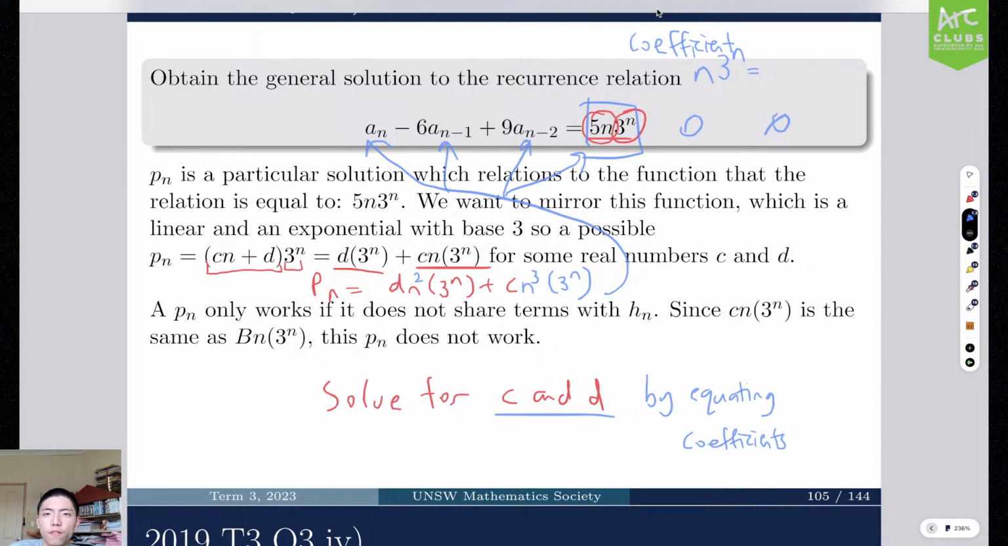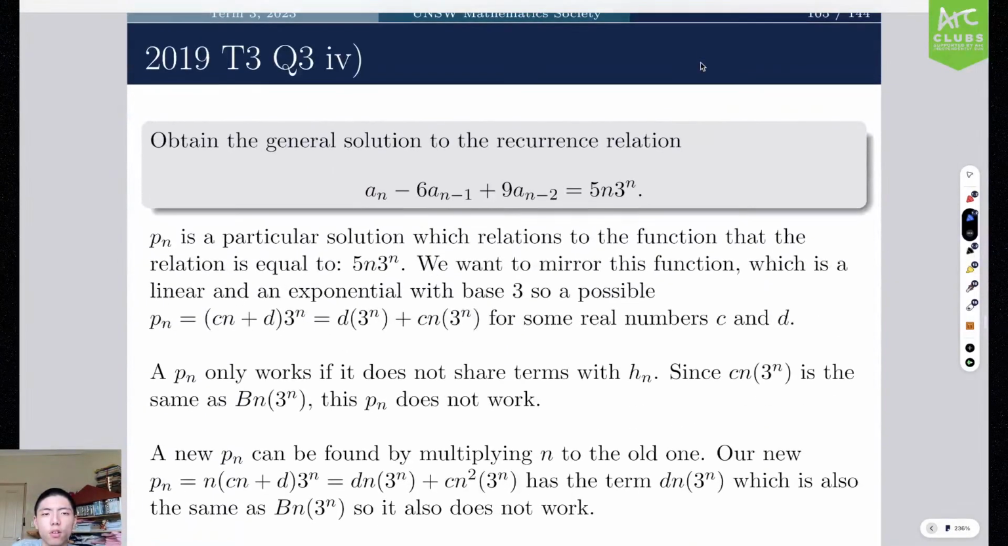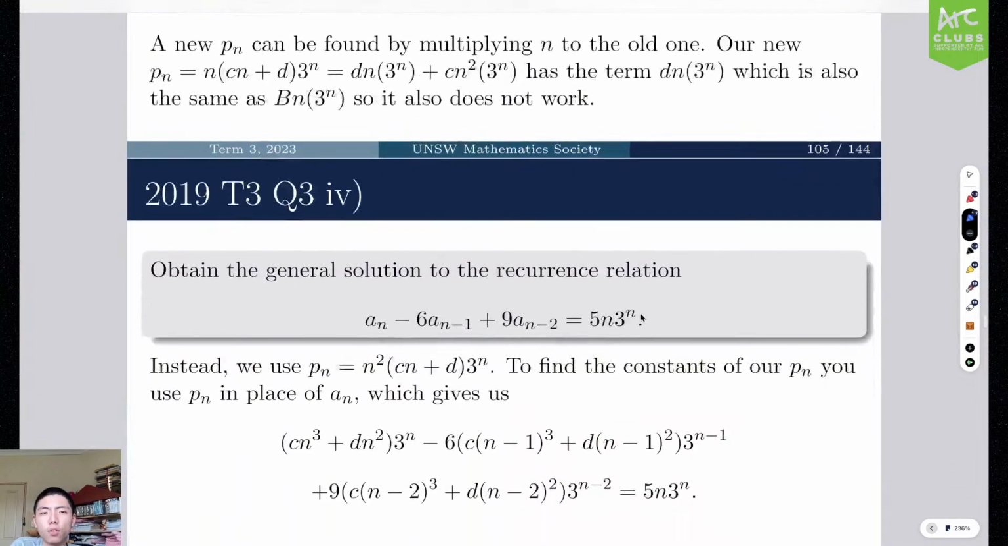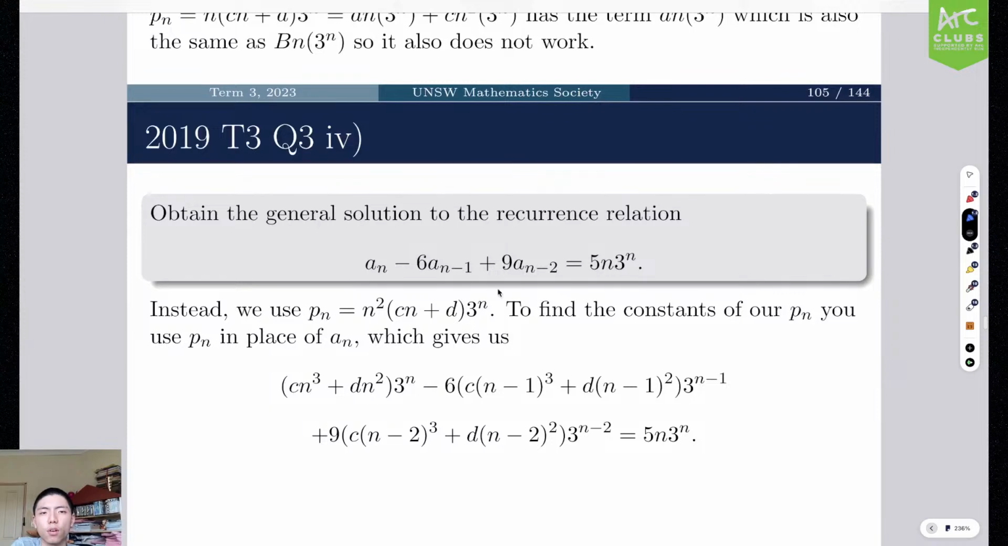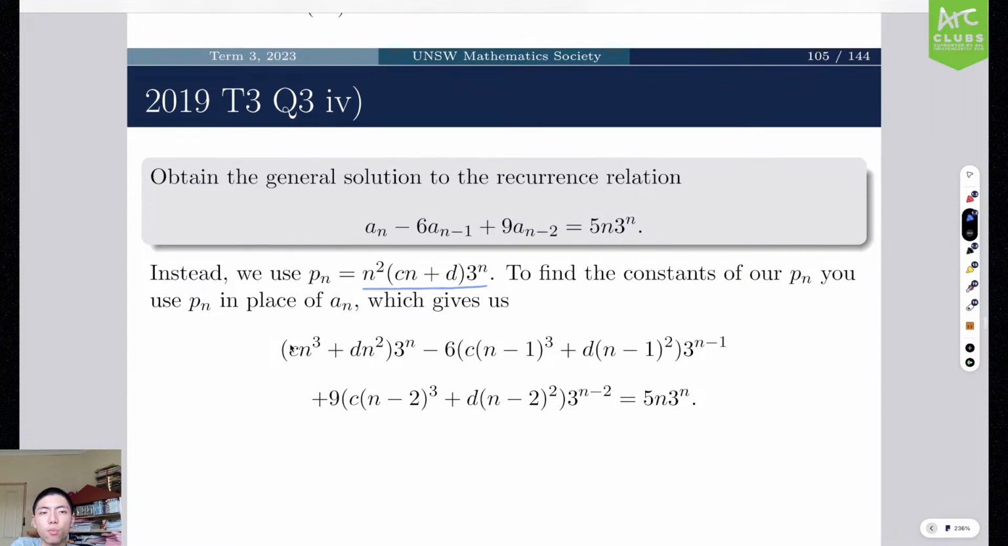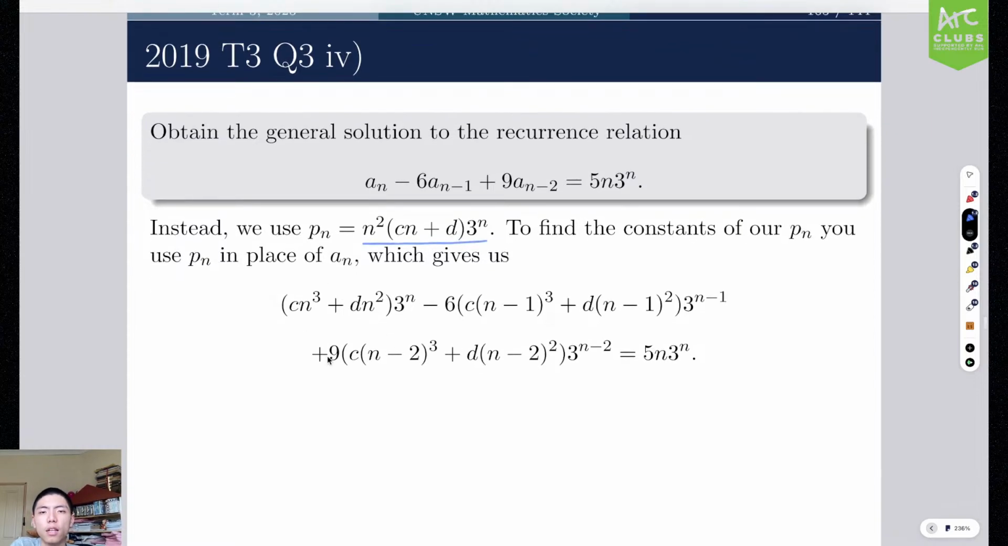Oh, whoops, that's not a 5. There we go. Okay, so after we substitute our new Pn, which we've just figured out is going to be this, if we sub it back in and replace an with Pn, then we have this.